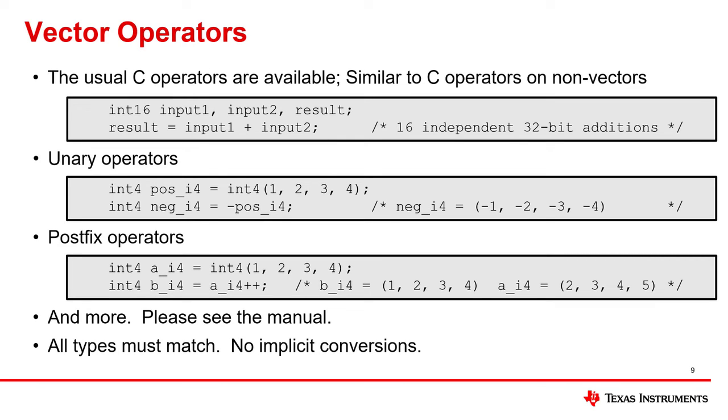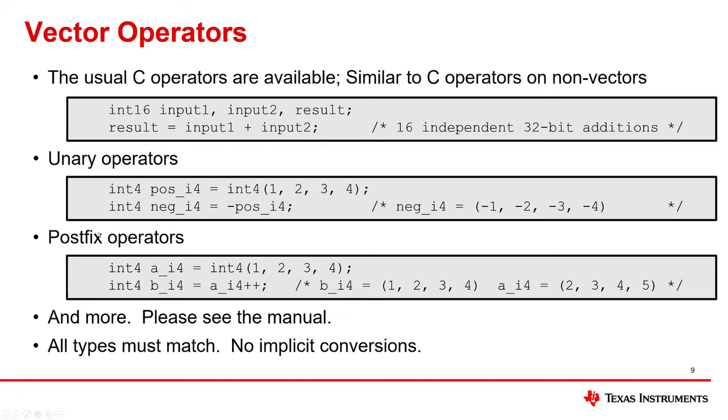Vector operators: we're talking about the C operators that you can perform on vectors. All the usual suspects are available. They're similar to the C operators that you're used to on non-vectors. This first example is somewhat similar to the motivating example that I showed at the very beginning. We're adding 2 vectors together and assigning them to a result. Unary operators are available. Starting with a vector with these values, we apply the unary negative to it, and that's going to give you the negative result for all of those elements.